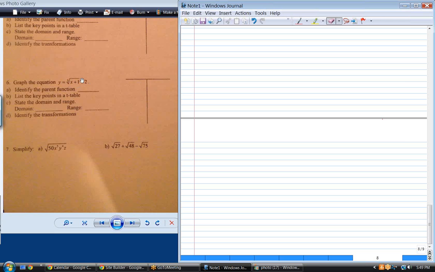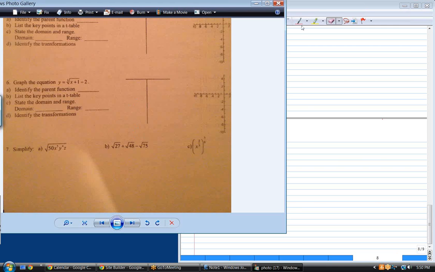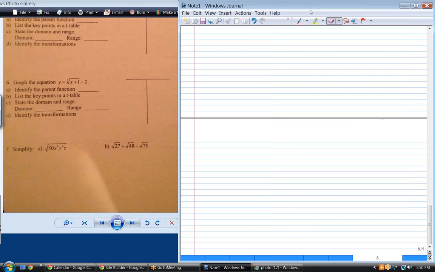What kind of transformations are taking place here? There's a shift left 1 and a shift down 2. Right. And neither of those shifts change the shape of the curve. Neither one is a stretch or a shrink. All right. Should we look at number 7?